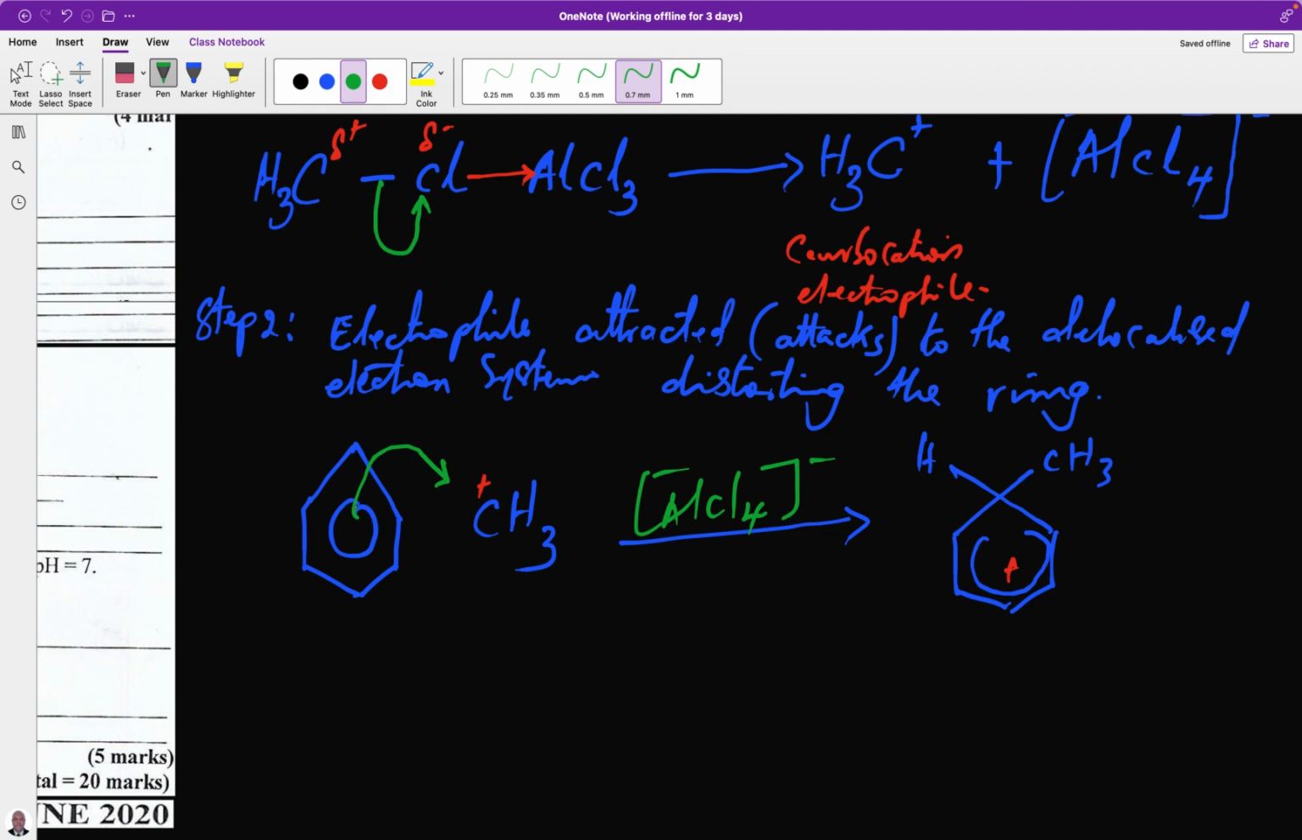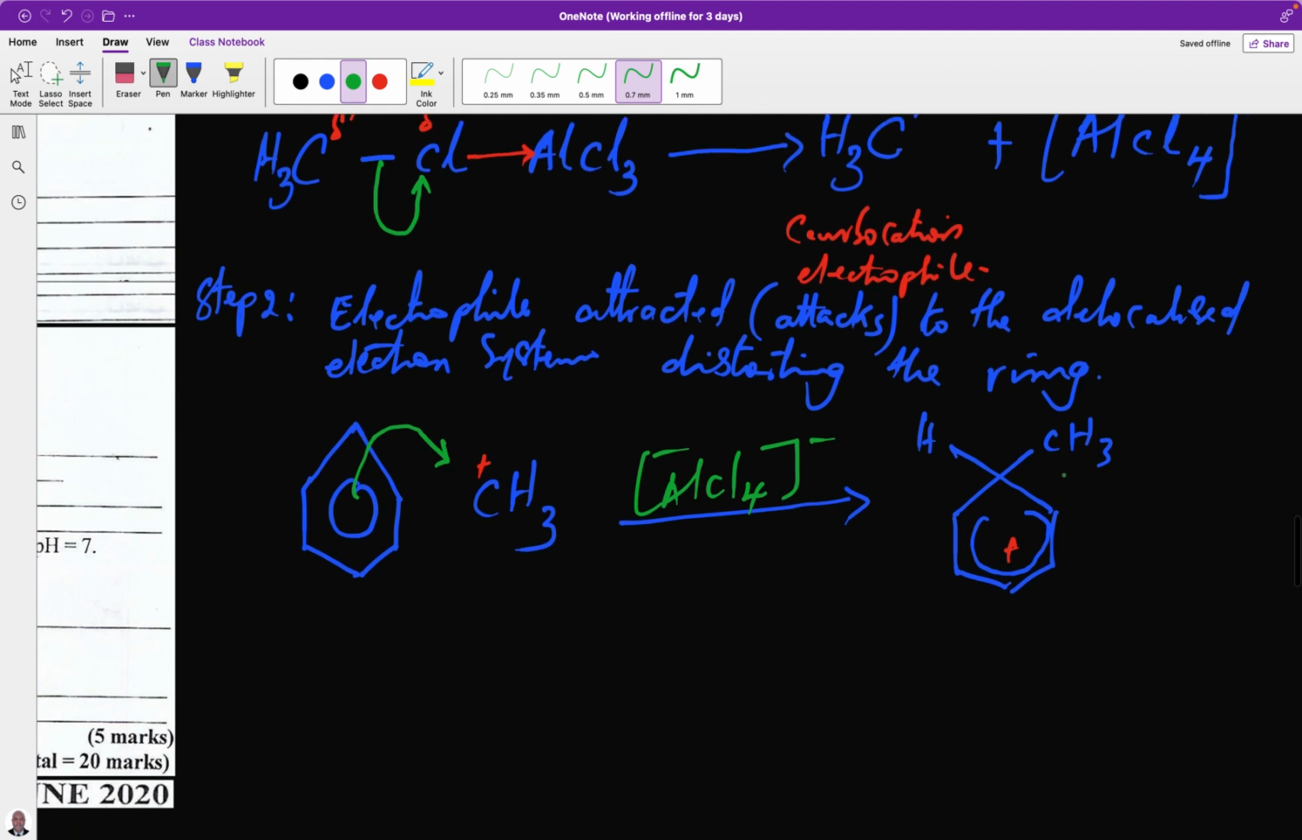And when the 2 electrons are used, the ring will be distorted, the ring will be partially broken, and this results in it having attacked itself here. It gets to the last step where the hydrogen will now leave as a proton or a hydrogen ion, while the methyl group firmly attaches itself here.